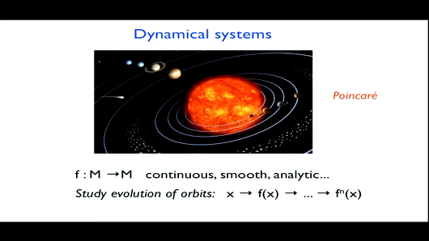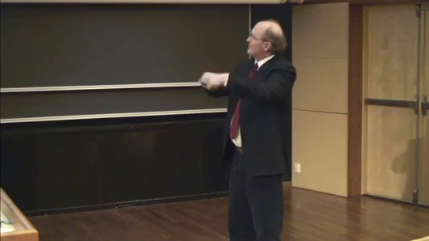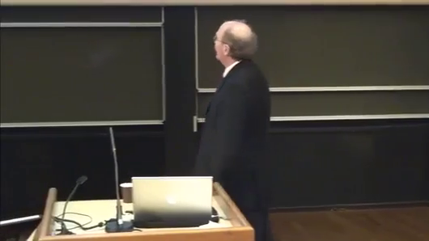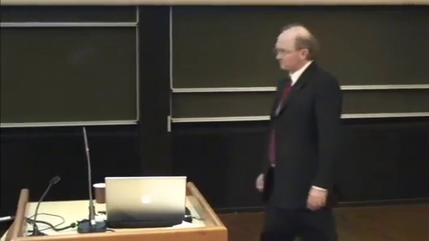And you can think of this mapping f in the following way, in the setting of celestial mechanics. So M is the manifold that describes the positions of the planets today, and f tells us, given the position of the planets today, where they will be a year from now. And then as you iterate this map, you get the long-term behavior of the orbits in the solar system.